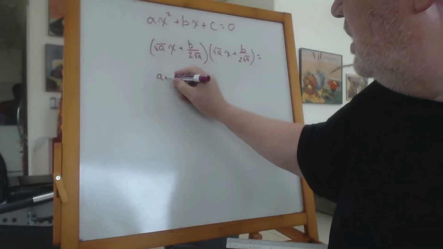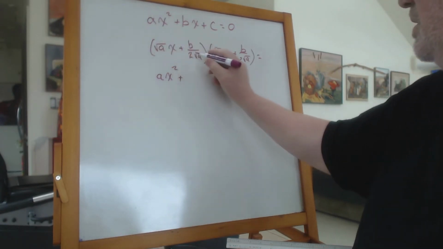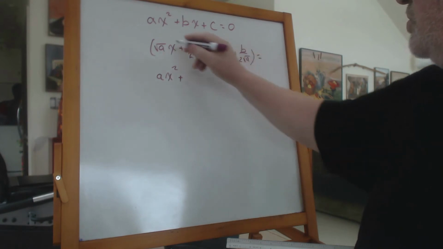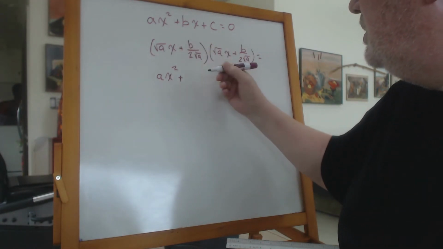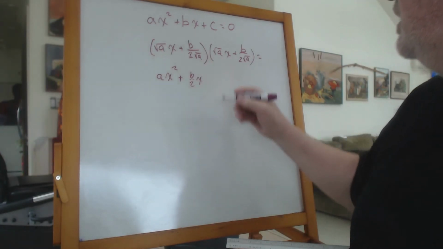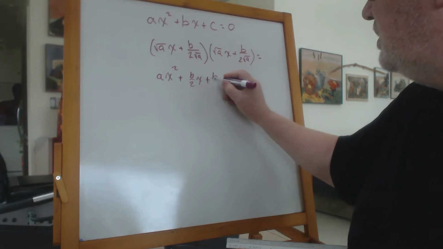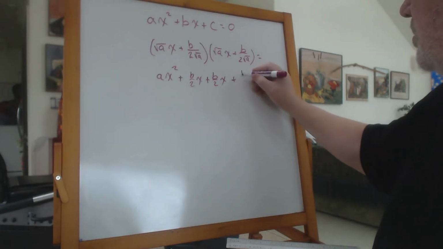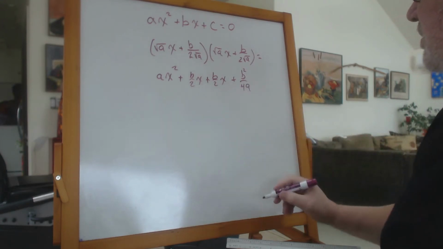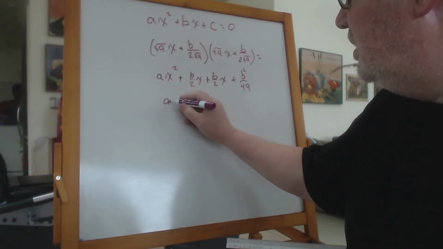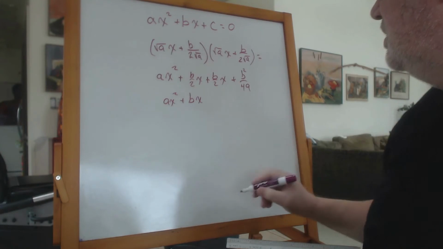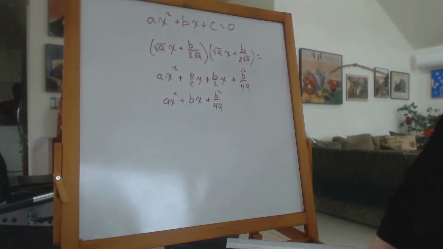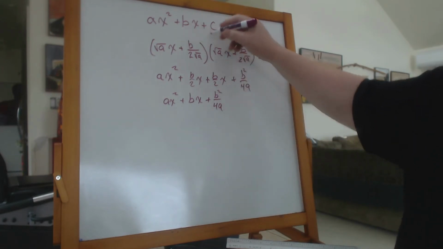squared equals a x squared plus a times b over 2 square root of a. So the square root of a's cancel and we get b over 2 x, and we have the same thing here. So we have plus b on 2 x, and we have b squared over 4a. And so that equals ax squared plus bx plus b squared on 4a. Now we're getting close. But it's not quite the same because we're missing that term.